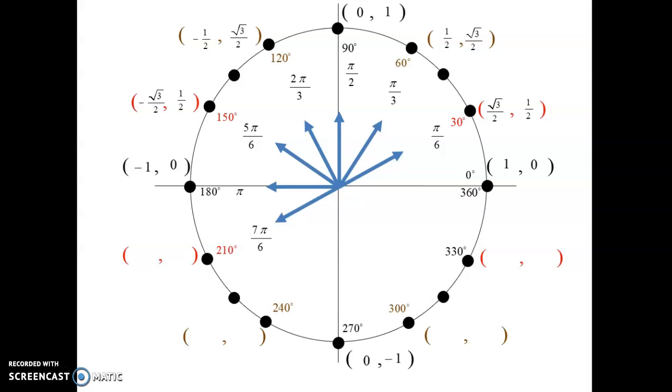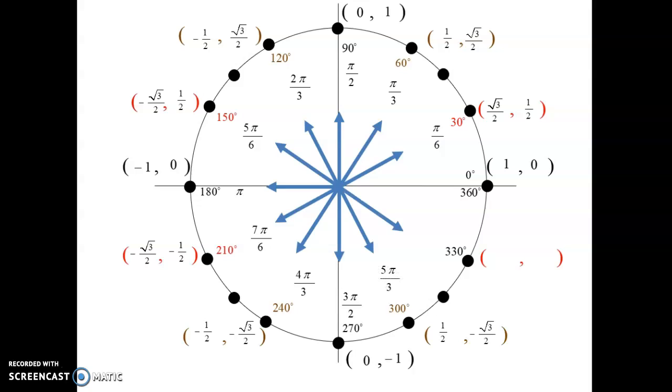Here's 7 pi over 6. Now both the x's and the y's are negative because it's the third quadrant. And we have 8 pi over 6, which can be reduced to 4 pi over 3. 9 pi over 6, which is again 3 pi over 2, just like it was in the 45-degree radians. 10 pi over 6 is 5 pi over 3. 11 pi over 6. And then 12 pi over 6, which is 2 pi.